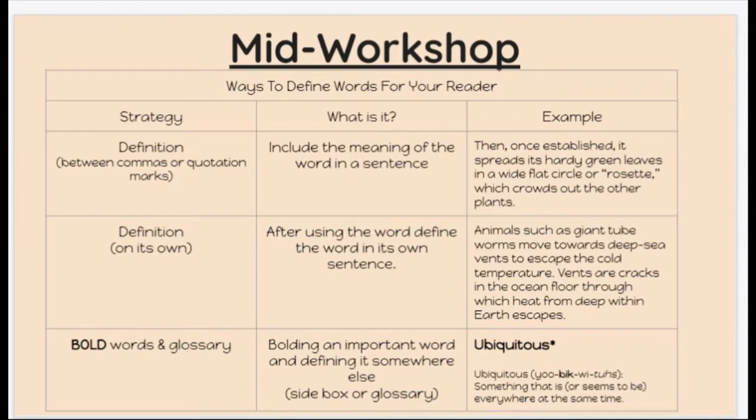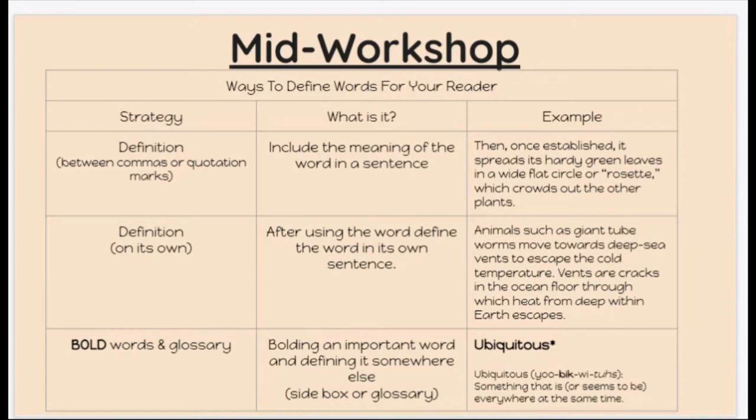Sometimes the definition can also stand on its own. After using the word, define the word in its own sentence. "Animals such as giant tube worms move towards deep sea vents to escape the cold temperature. Vents are cracks in the ocean floor through which heat from deep within Earth escapes." So it used the word vent in the first sentence and then defined it on its own in the second sentence. And sometimes we see bold words in glossary.